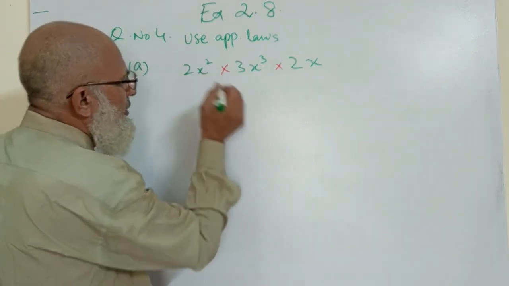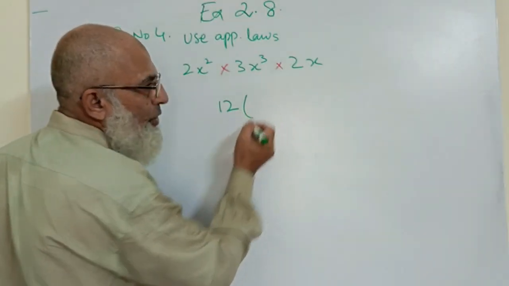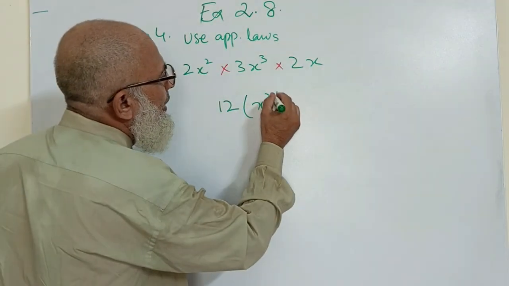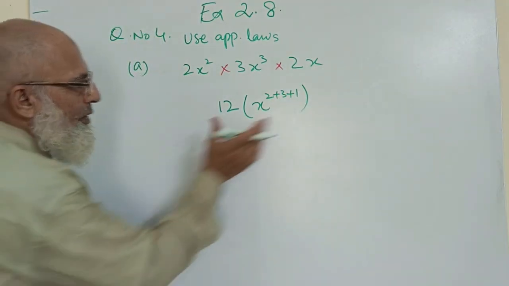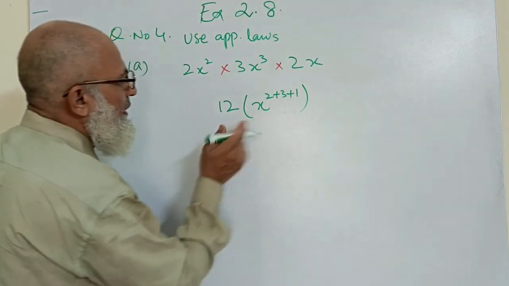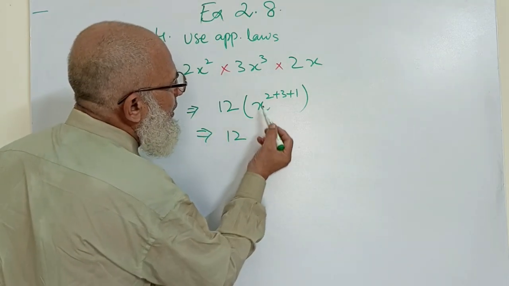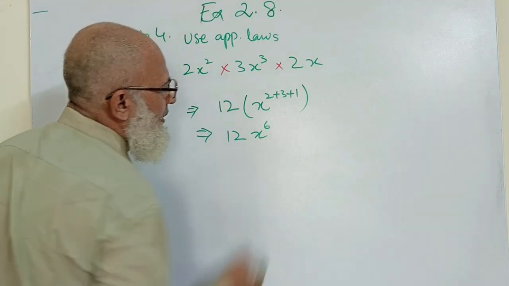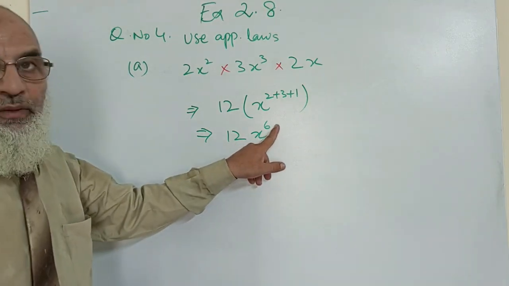And what about this? Now you can do it like this if you want to show the detail: x square, plus 3, plus 1. Otherwise, there is no need to describe it like this. Now what will happen over here? 2 plus 3 is 5, 5 plus 1 is 6. The final answer will be 12x raised to power 6.